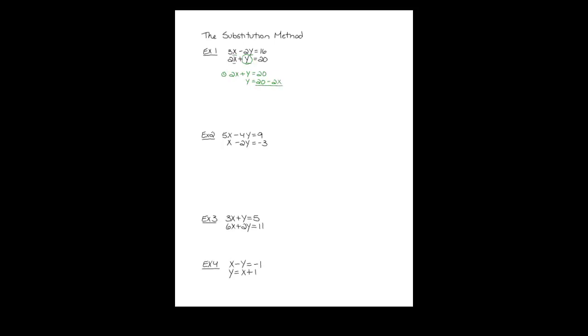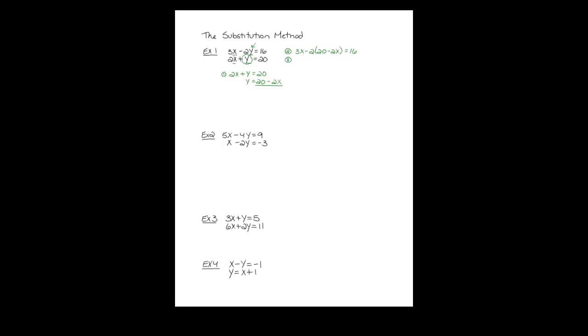Now step 2, substitute the expression obtained in step 1, so this right here, the 20 minus 2x, into the other equation. So we're going to take 20 minus 2x and replace it for y here in the first equation. So step 2, we have 3x minus 2 times, replacing y with 20 minus 2x, and then it's equal to 16.